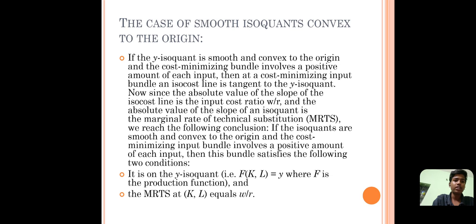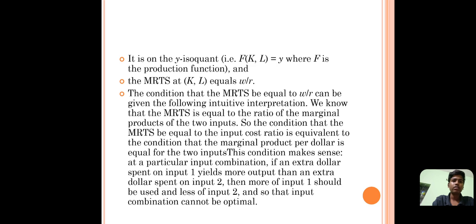We reach the following conclusion: if the isoquants are smooth and convex to the origin and the cost minimizing input bundle involves a positive amount of each input, then this bundle satisfies the following two conditions. It is on the y isoquant, that is f of k comma l equals y, where f is the production function, and the MRTS at (k, l) equals W by R.